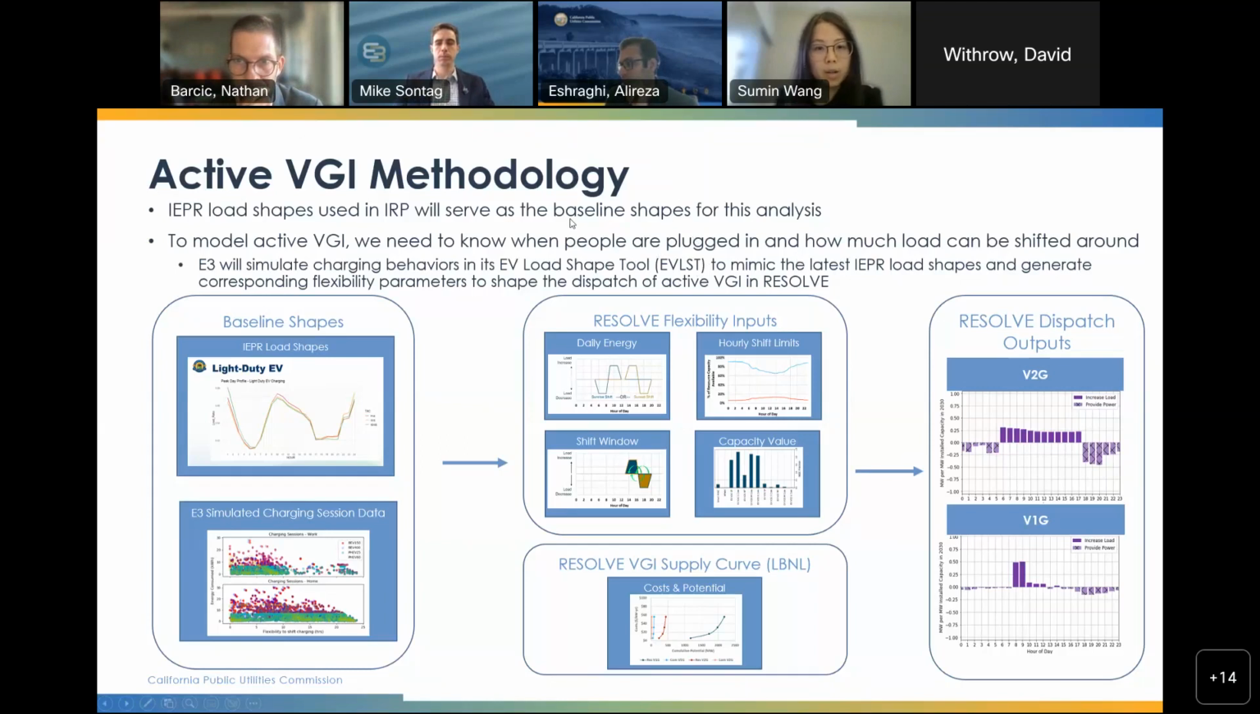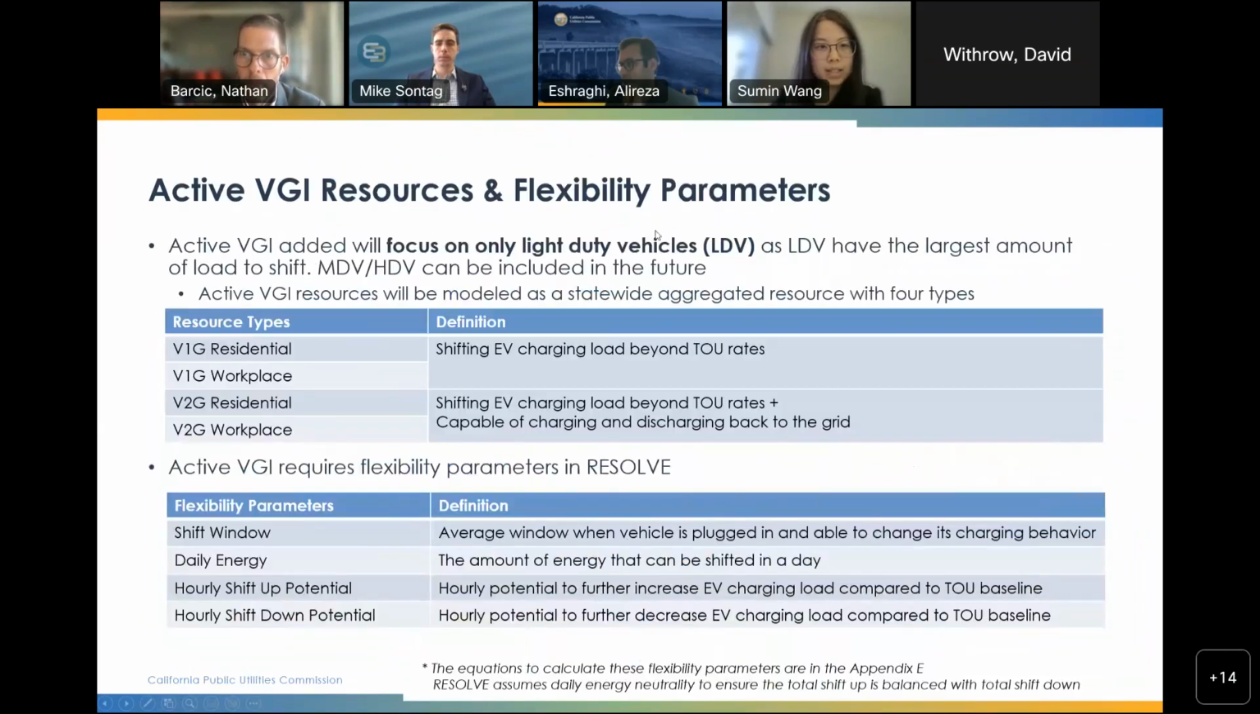In addition to that, we also need to develop a VGI supply curve to estimate the cost and the potential of the VGI resource, so we can let RESOLVE optimally select and dispatch these resources. If we can go to the next slide.